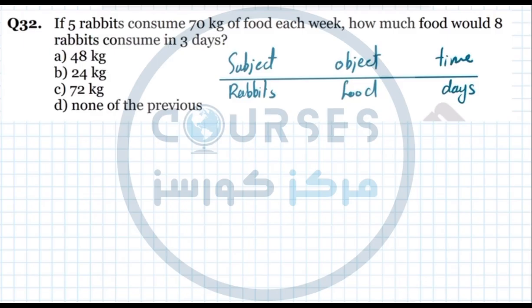Let's read carefully. 5 rabbits, so our rabbits are 5. Consume 70 kilograms, so our food is 70 each week. A week means 7 days. How much food would 8 rabbits, so now our subject is 8, consume in 3 days, so now our time is 3, and they are asking about the food. How do we solve that? We solve it using double cross multiplication.